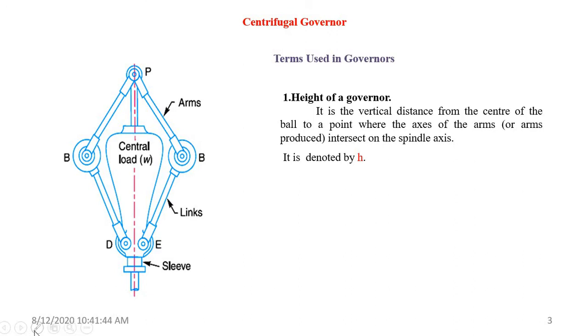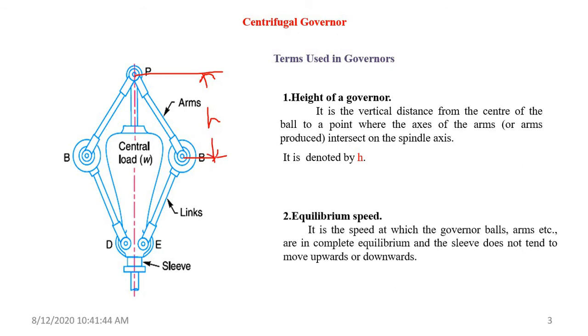So here, the distance between the pivoted axis to the center of the ball is called h. The height of the governor is denoted as h. Okay. Next, another important term, equilibrium speed. It is the speed at which the governor balls, arms, etc. are in complete equilibrium and the sleeve does not tend to move upward or downward.